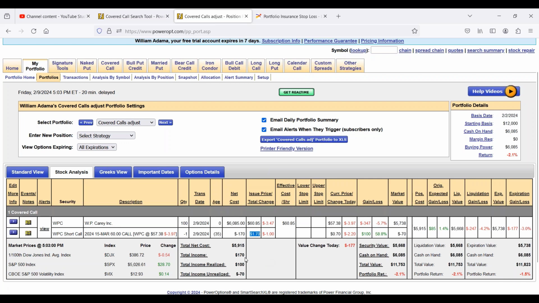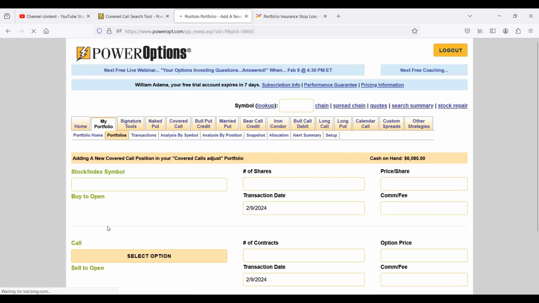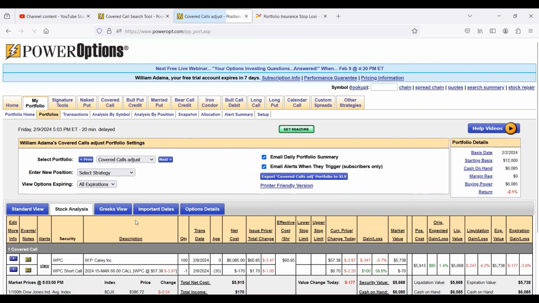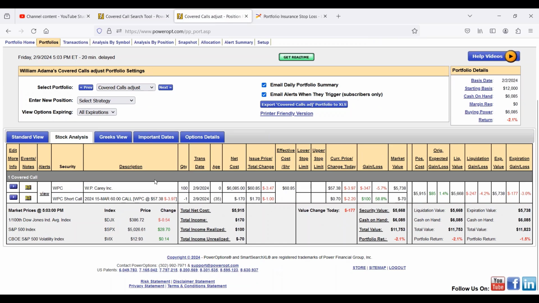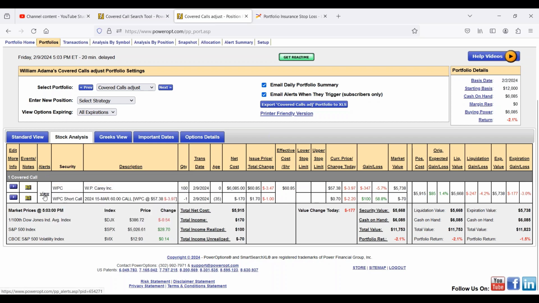Now, what am I going to be doing when I enter this position into the portfolio? I had the portfolio. I clicked to enter it as a covered call. It gave me the trade entry field. I put in my entry. Once my position is entered, what is the next thing I'm going to do? I'm going to go to this alerts column here on my position. I'm going to click view.